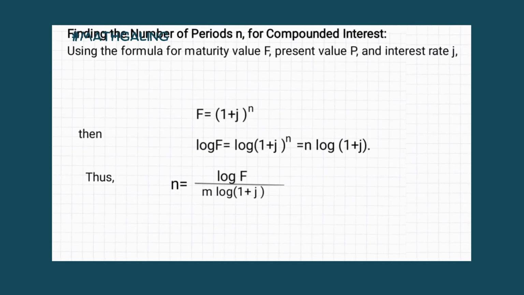So finding the number of periods n for compounded interest using the formula for maturity value F, present value P, and interest rate G. So F is equal to P times (1 plus G) raised to the power of n, then logarithm of F is equal to n logarithm of (1 plus G). Thus, n is equal to logarithm F over logarithm of (1 plus G).